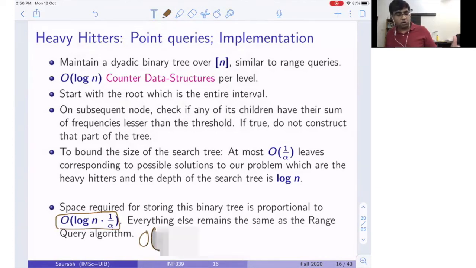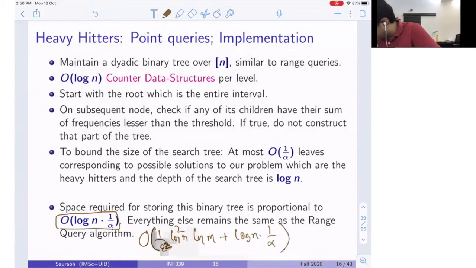Again, you need to argue that you are not making too many mistakes at different levels. To do that, everything else will remain like the range query algorithm. So the total space will again be roughly 1 over epsilon cube or epsilon square, because you're using count-min. So 1 over epsilon square times log square n log m, plus log n times 1 over alpha. This will be the total space required by this algorithm. So now you can implement this algorithm and output all the heavy hitters, or all the elements that constitute a good fraction of the total magnitude.